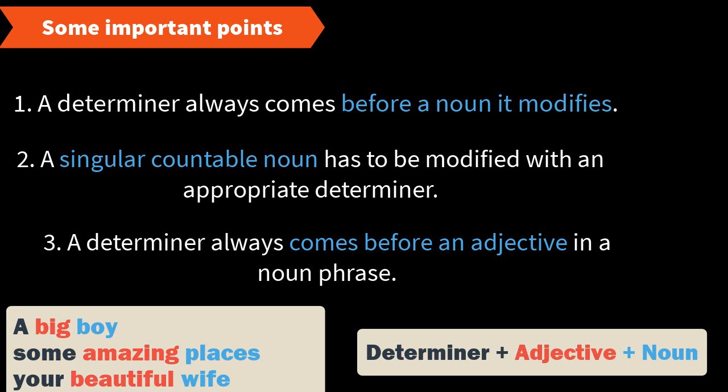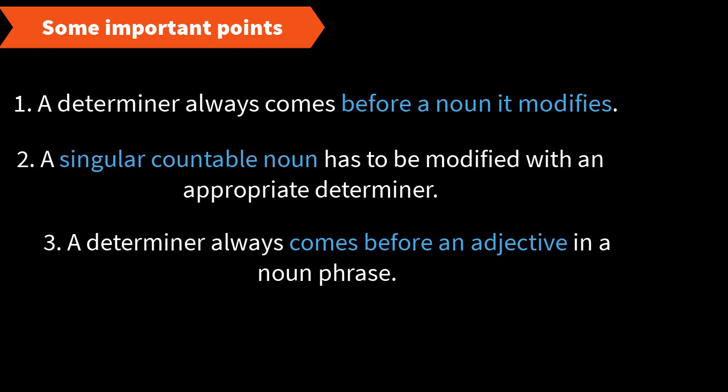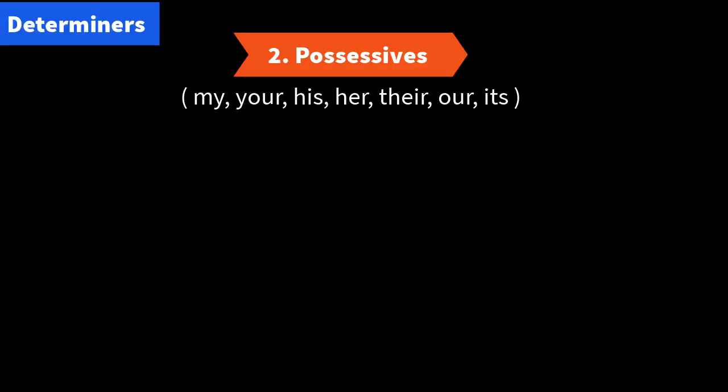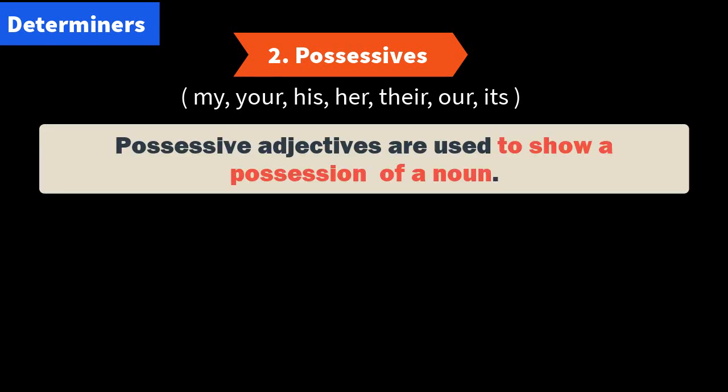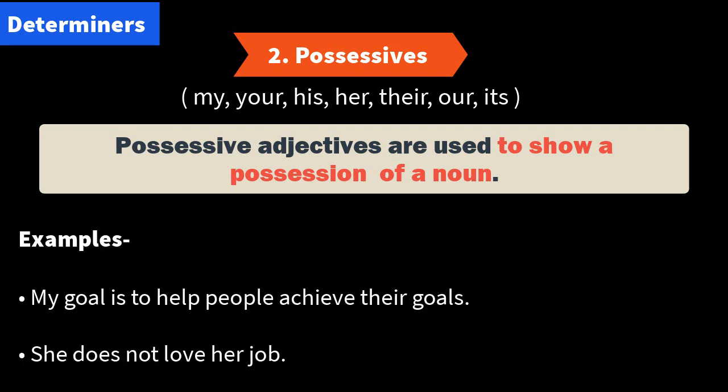All right. Now let's move to the next type of a determiner, which is possessives, or we also call them possessive adjectives. These are my, your, his, her, their, our, and its. All right. And why do we use them? We use possessive adjectives as determiners to talk about the position of a noun, right? Let's take some examples. My goal is to help people achieve their goals. So my here is working as a determiner, right? Whose goal? My goal. Modifying the word goal.